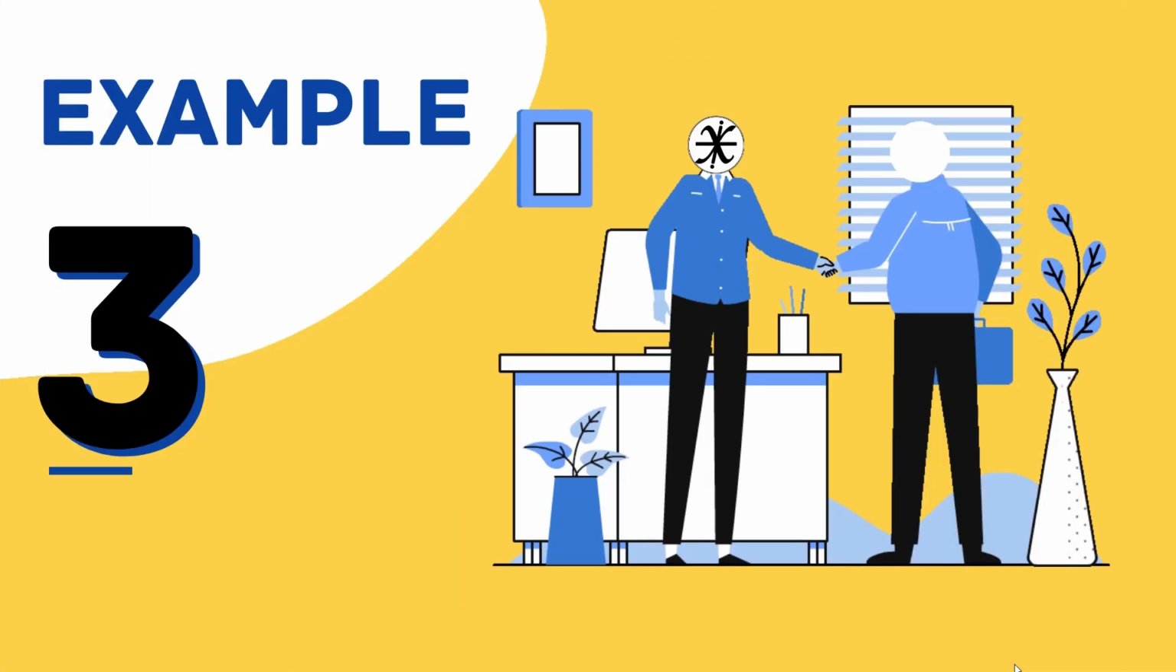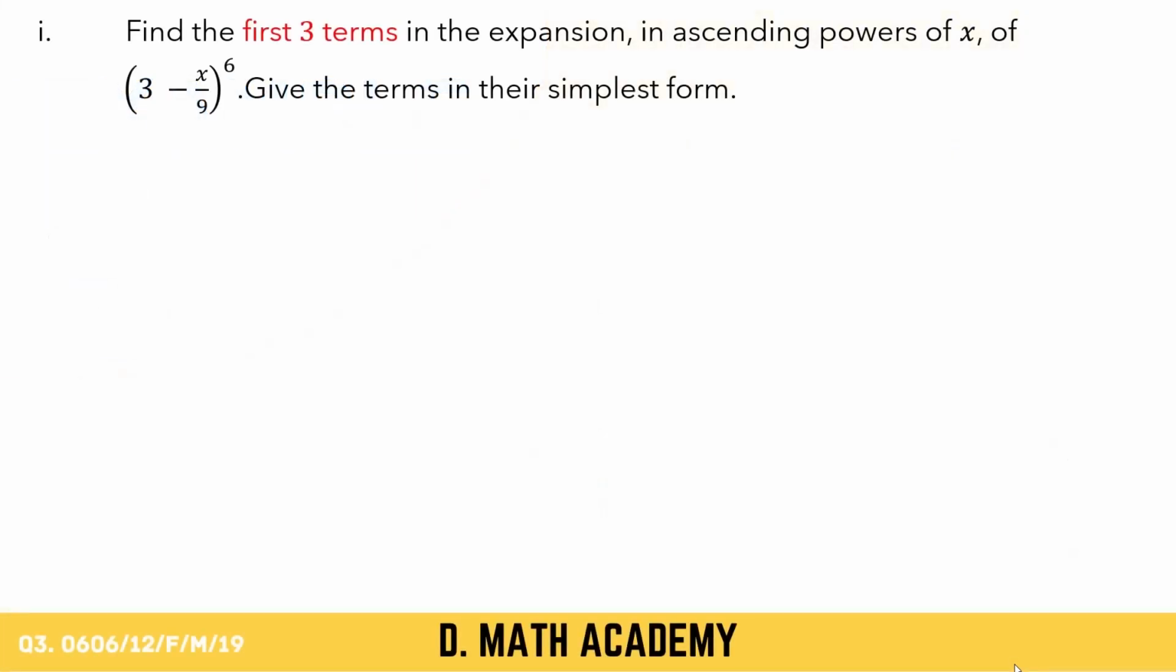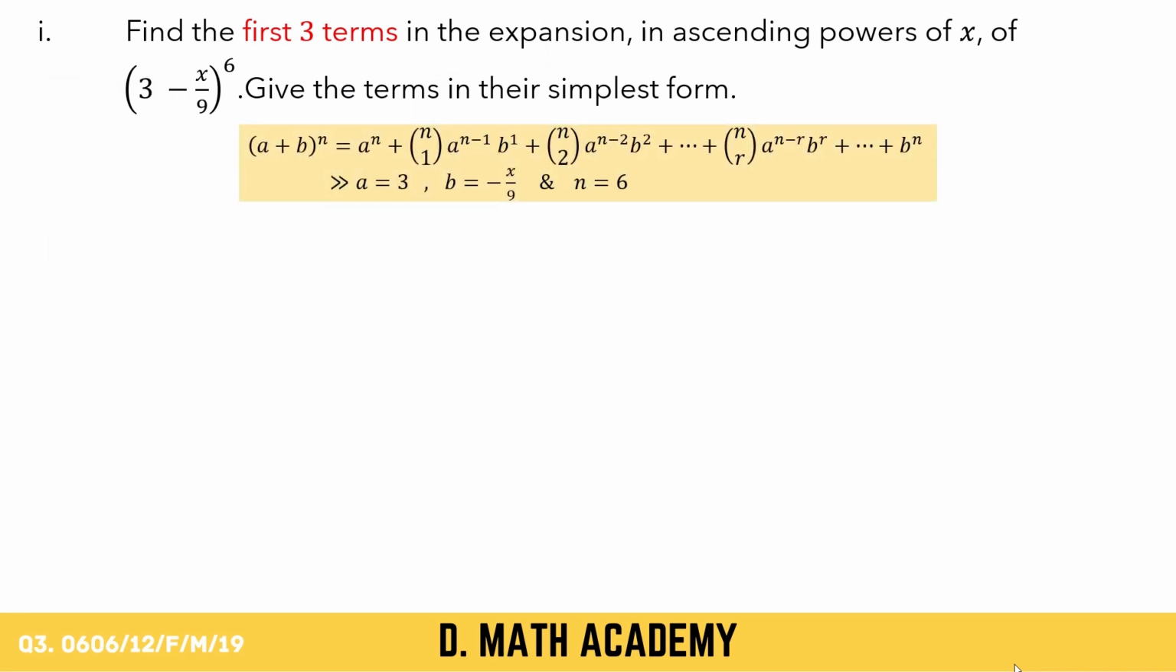Moving on to example 3, find the first three terms in expansion in ascending powers of x of 3 minus x over 9 to the power of 6. So this, our a will be 3, our b will be negative x over 9, and our n will be 6.